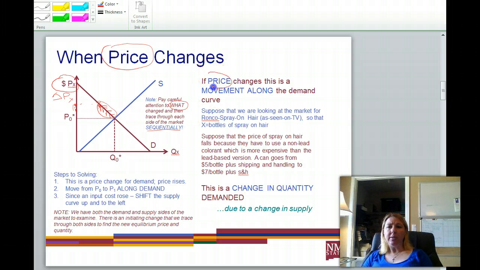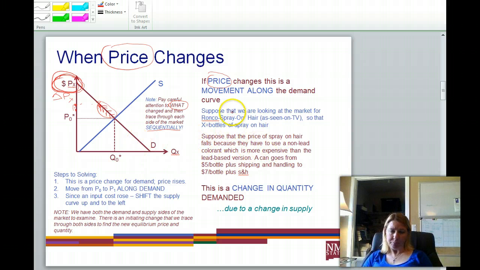So if price is the only thing that's changing, price is our dependent variable up here. And when this variable changes, the only thing that's going to change is a movement along the curve. Now if the things that underlie demand change, then you're going to be shifting the whole curve.